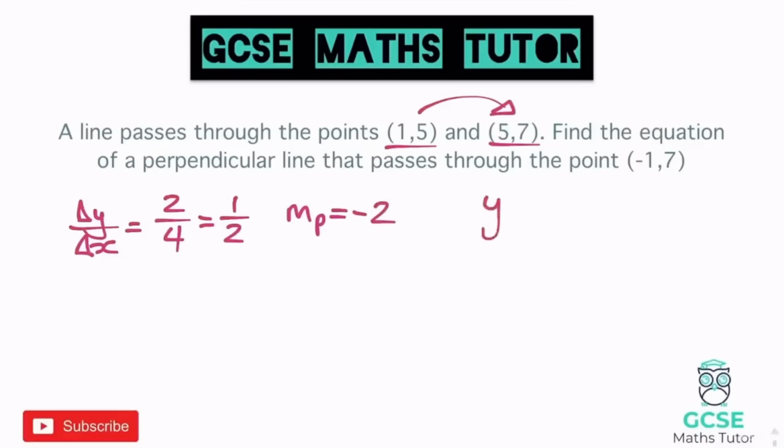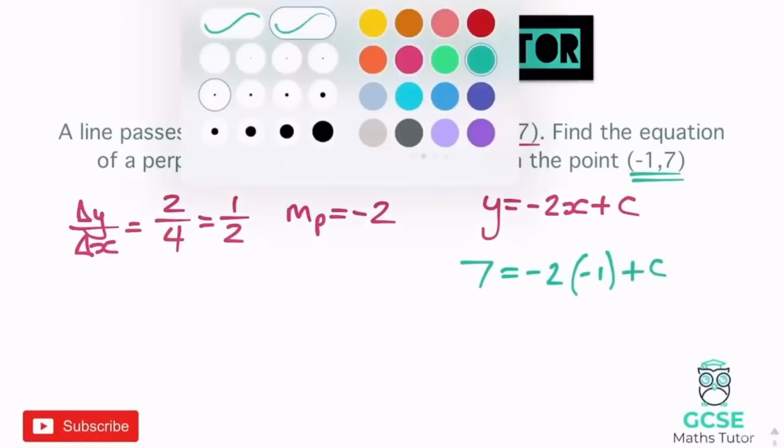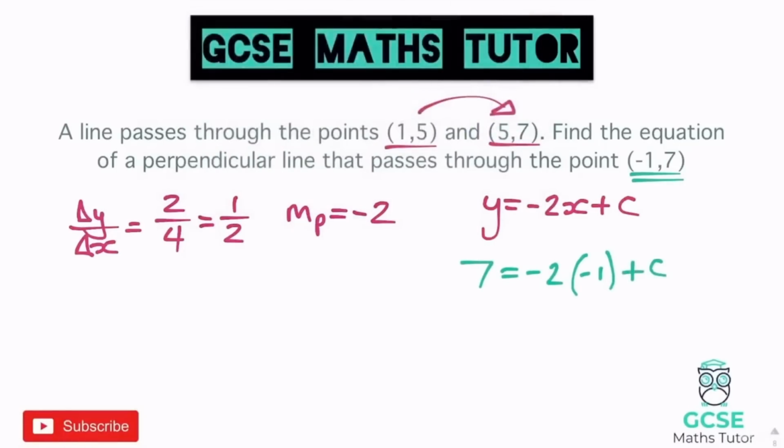So y equals -2x plus c. And then again, just like before, we can sub in our coordinate. So 7 is the y coordinate, which equals -2 times x, which is -1, plus c. -2 times -1 is +2. Those negatives cancel each other out. So 7 equals 2 plus c.